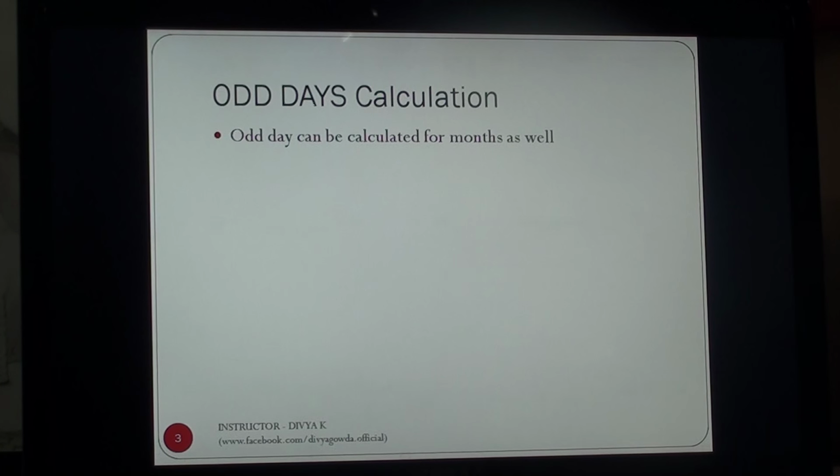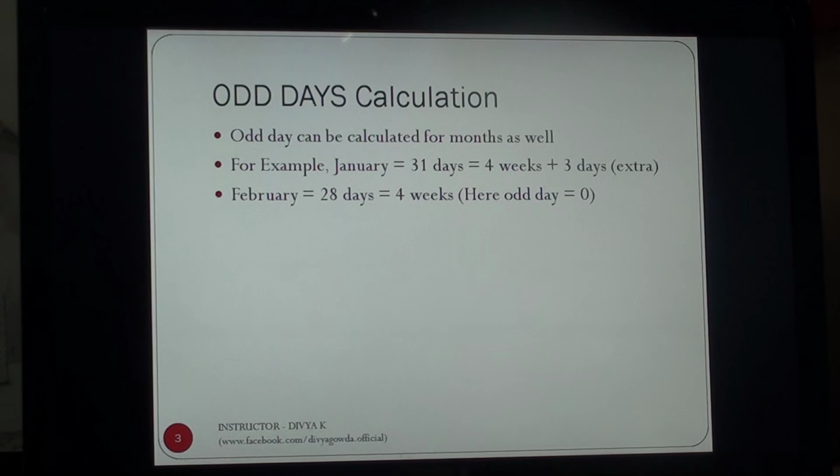Odd days also can be calculated for the months as well. It need not be for 1 year. For example, January has got 31 days, and I can say that 31 days will be equal to 4 weeks plus 3 days. What do you mean by 4 weeks? It is 4 sevens are 28. 28 plus 3 days. That is, 31 days can be divided into 4 weeks exactly, but 3 days will still be left over with us.